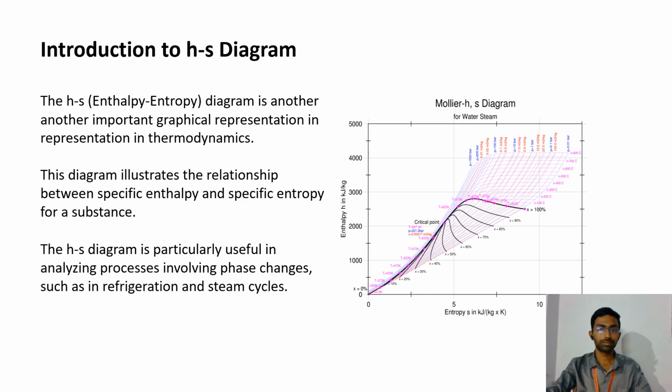Introduction to HS diagram. HS diagram means enthalpy and entropy. H means enthalpy, S means entropy. The HS diagram is another important graphical representation in thermodynamics. This diagram illustrates the relationship between specific enthalpy and specific entropy for a substance. The HS diagram is particularly useful in analyzing processes involving phase changes such as in refrigeration and steam cycles.